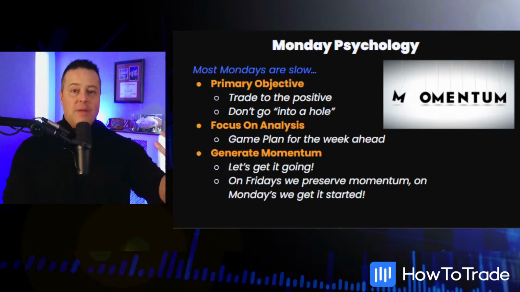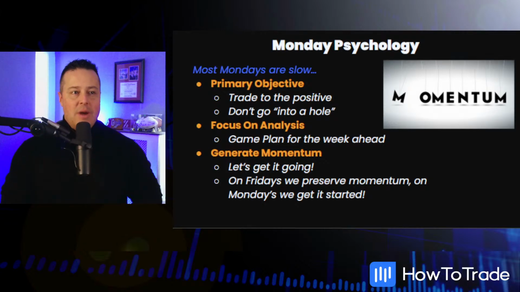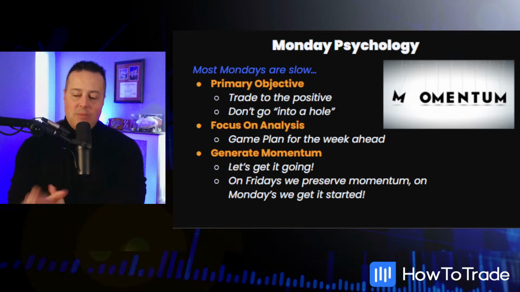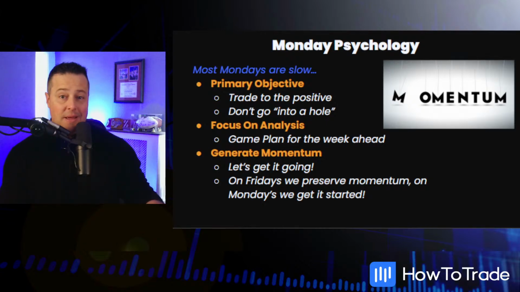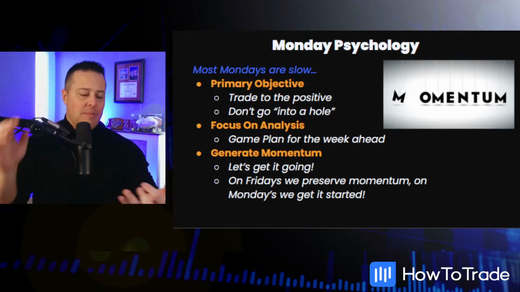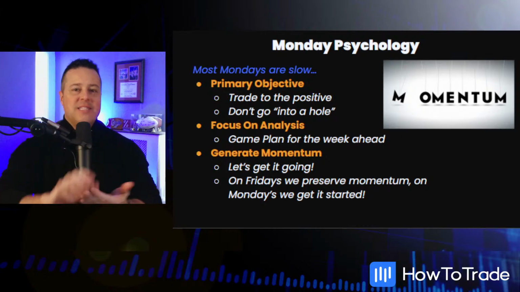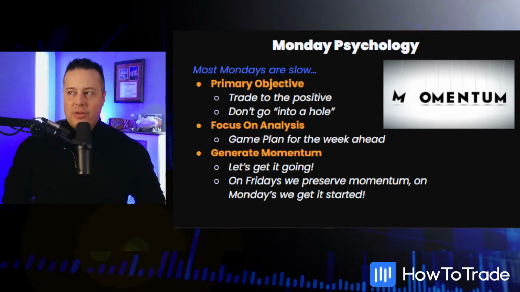Here's my own personal Monday Psychology. You can take it and use it, or you can use your own, whatever you'd like to do. Primary objective: I want to get into the green as soon as possible. I want to trade with other people's money as soon as possible, and I don't want to take a big loss on a Monday. Absolutely won't do it. It can't happen. Number two, focus on analytics. Game plan the week ahead. I'm looking at macro levels, strategy setups, the key markets, and also our key economic events. And lastly, I want to generate momentum. The hardest thing to do in the markets and in life is to generate momentum, but once you get it going, you can really reap the rewards.